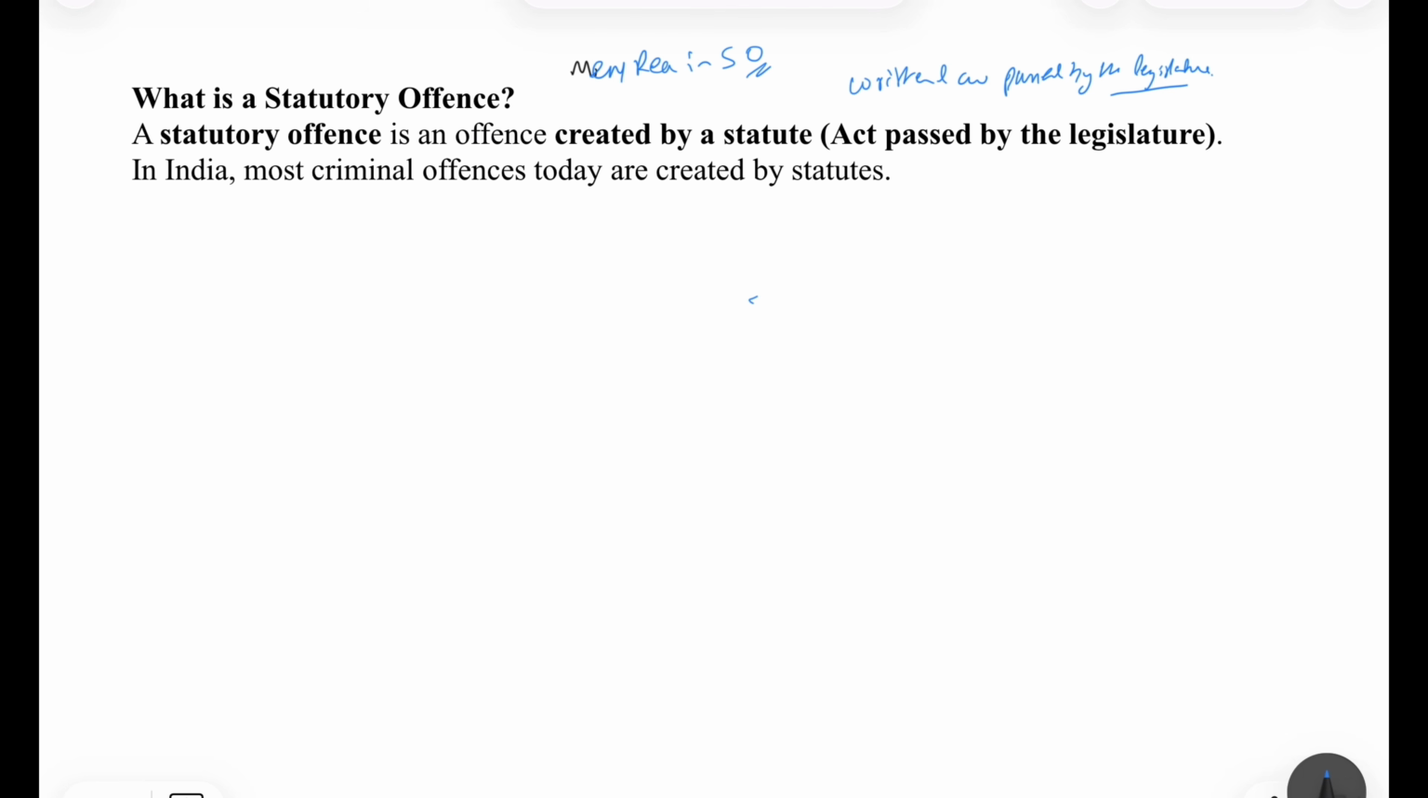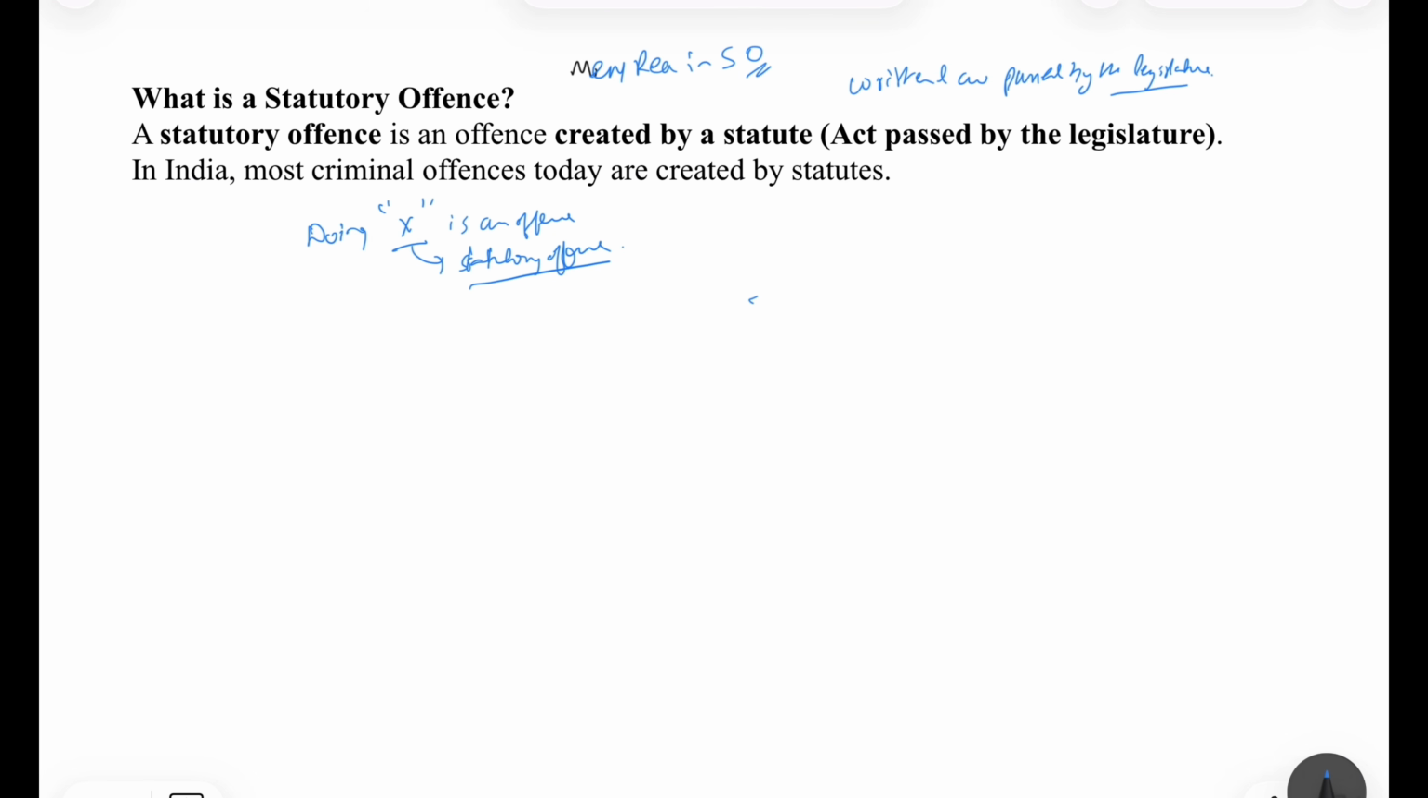First of all, here there are two lines. A statutory offence is an offence created by a statute, an act passed by the legislature. In India, most criminal offences today are created by the statutes. In simple words, it is an offence that exists because a statute creates it. Now, in other words, if an act of the parliament says that doing X is an offence, then this X is called a statutory offence. That's it, in a simple way. I hope you understood this.